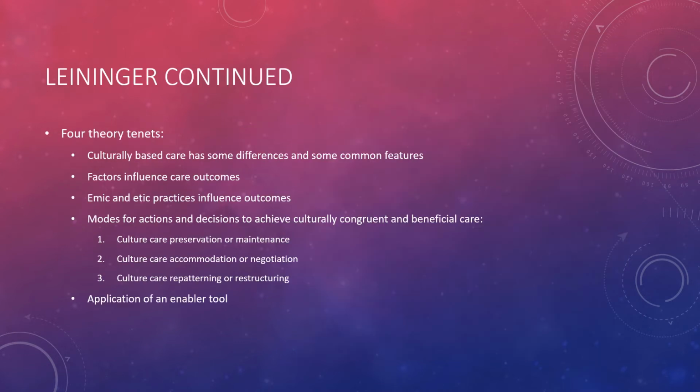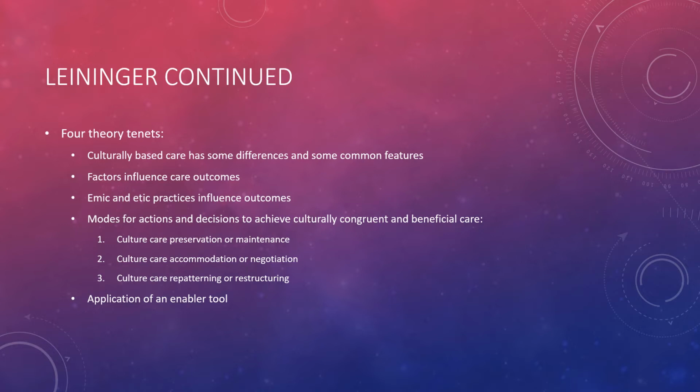Leininger's four theory tenets are that culturally based care has differences and some common features, that there are things that are cross-cultural and things that are culture specific, and that delivering care that's responsive to those differences and commonalities is culturally based care. That there are many factors that influence care outcomes, those factors around the rays of the sunrise. So technological, philosophical, social factors, etc.